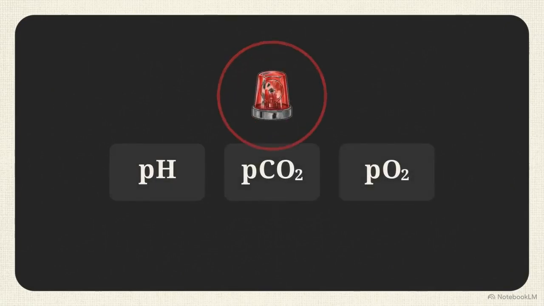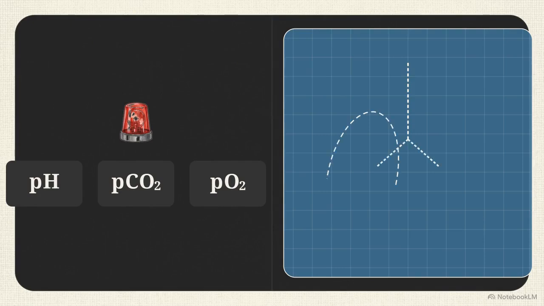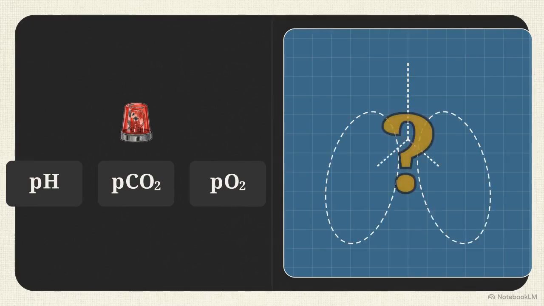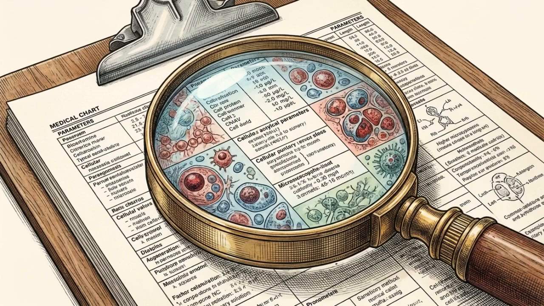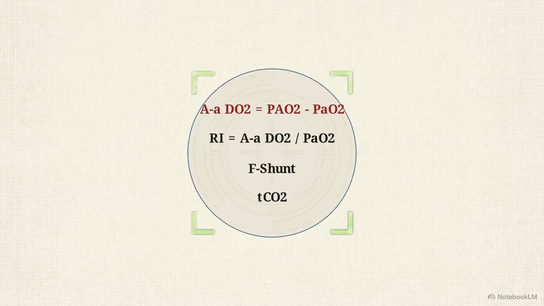We usually rely on pH, PCO2, and PO2. These serve as a basic alarm system. They report that an emergency is happening, but they offer no insight into the structural cause. To regain control, you have to extract the hidden parameters. The standard blood gas data contains the math needed to pinpoint exactly where the physiology is collapsing.